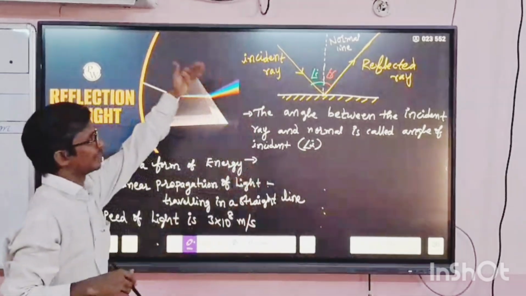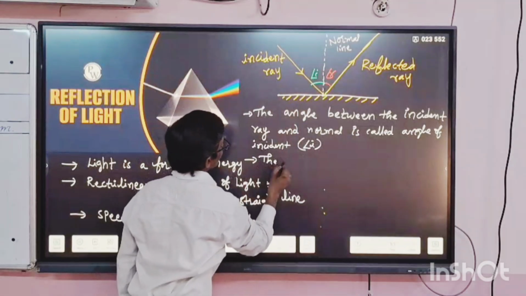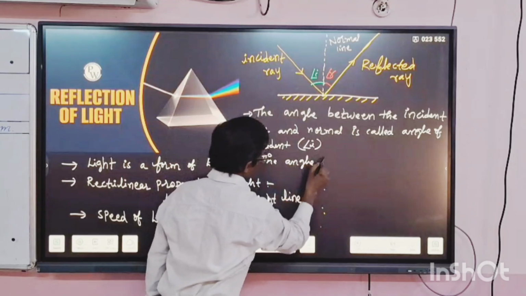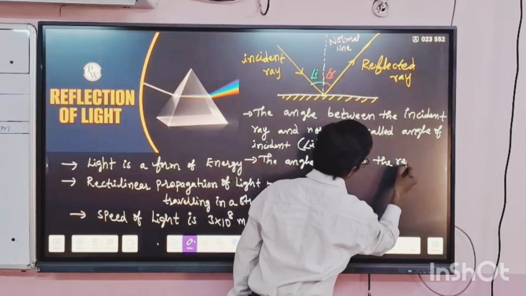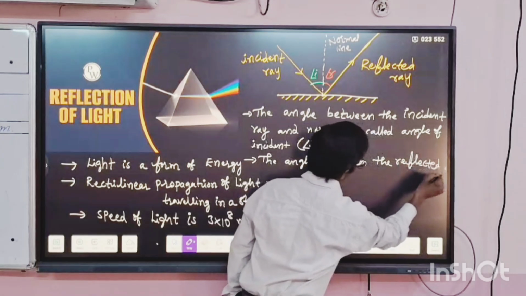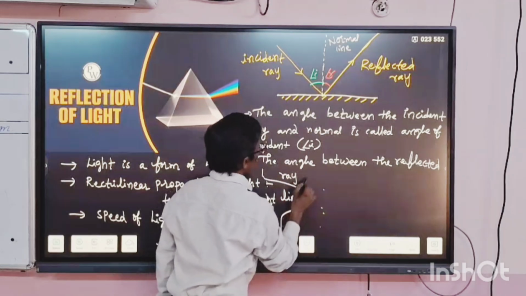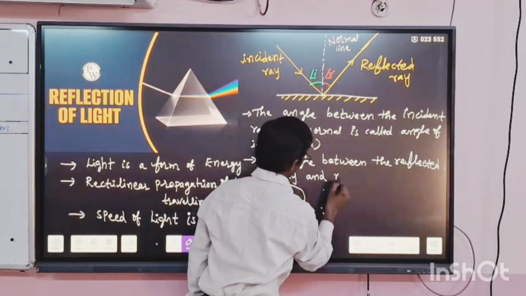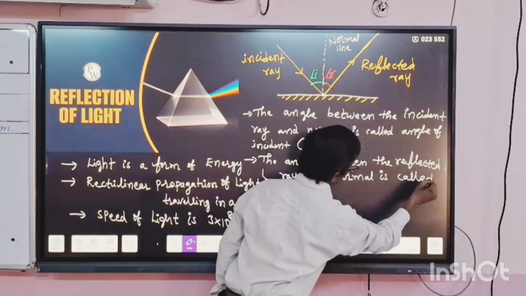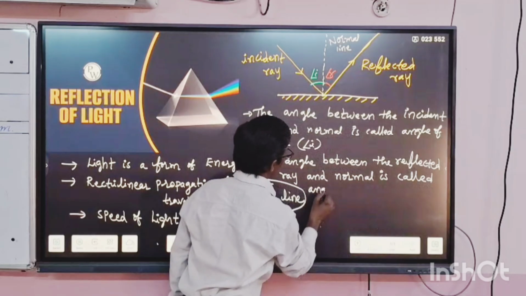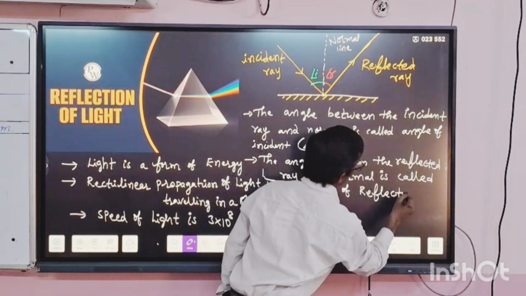So what is the angle of reflection? The angle between the reflected ray and normal is called the angle of reflection.